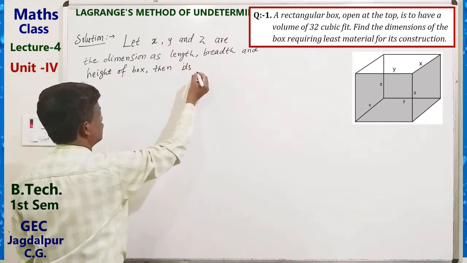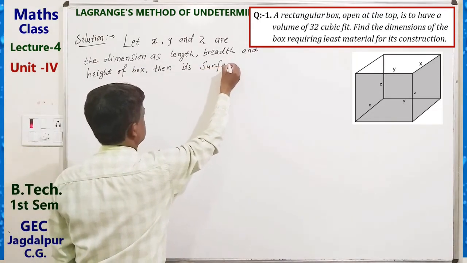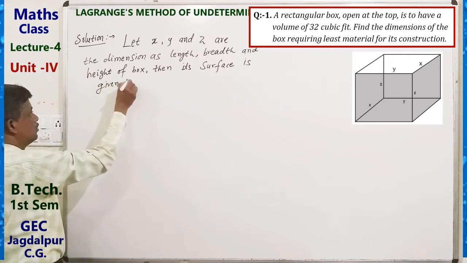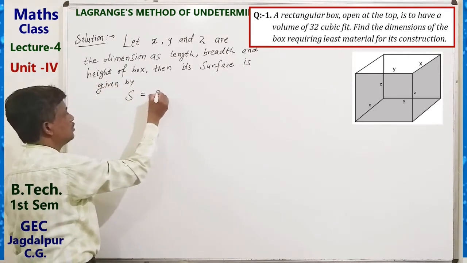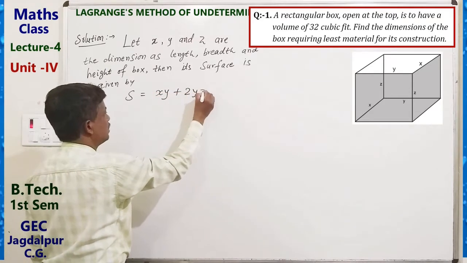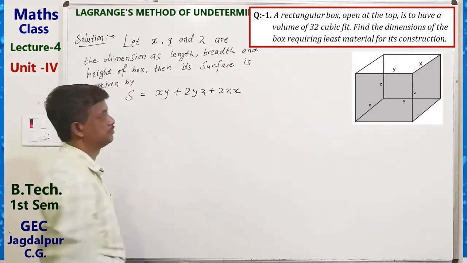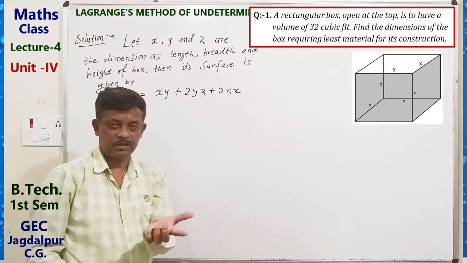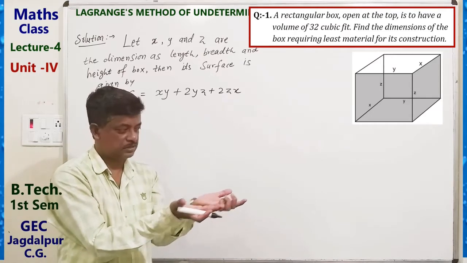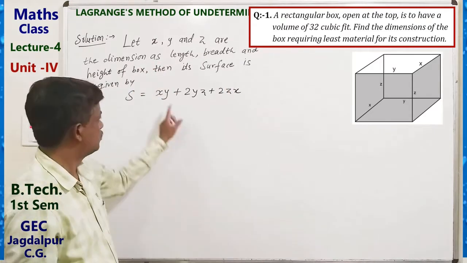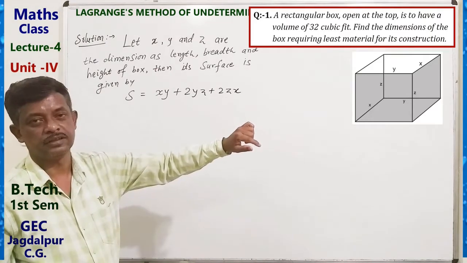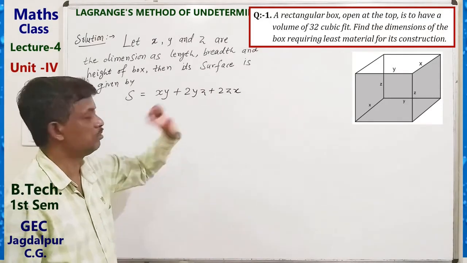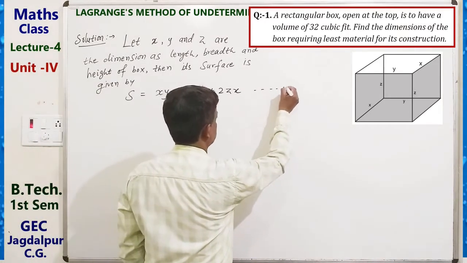Then its surface area is given by S equals xy plus 2yz plus 2zx. Because for this box, xy is the area of the bottom face. The top is open, so it counts once, and the remaining faces are counted 2 times. So this is the surface area of the rectangular box. This is equation 1.